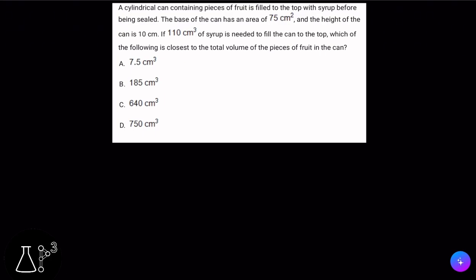can? So what am I given? What am I looking for? We're looking for the closest to the total volume of pieces of fruit that are in the can. We're given that it has a base area of 75 centimeters squared and a height of 10 centimeters. What I'm also given is that 110 centimeters cubed of syrup is needed to fill the can to the top.